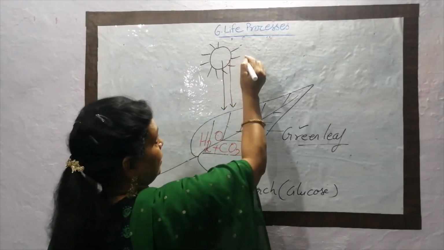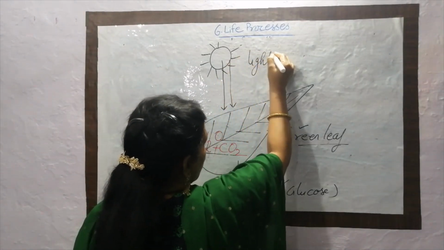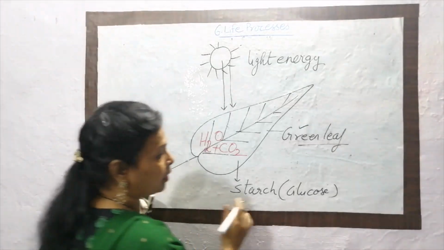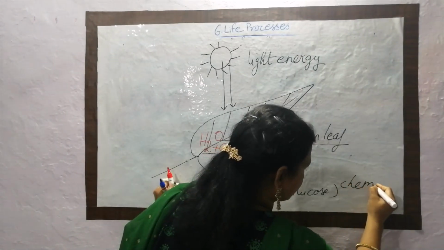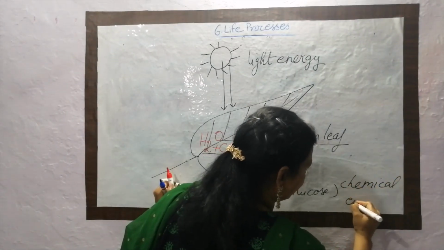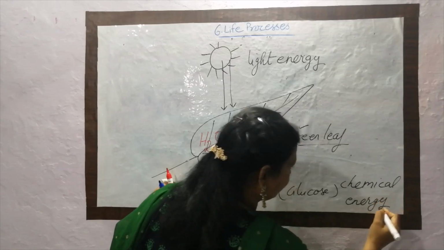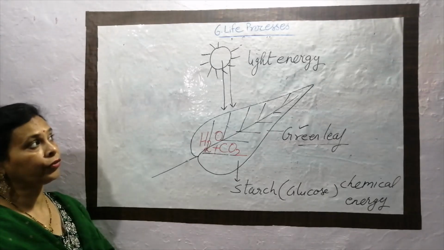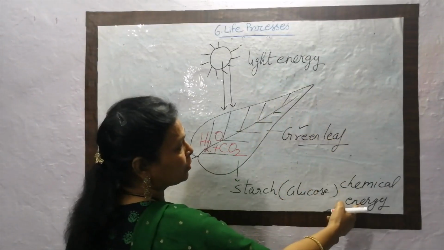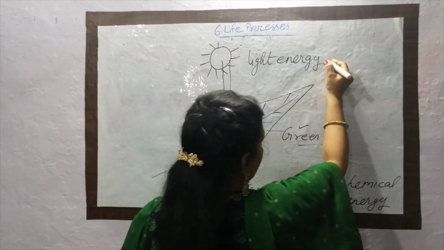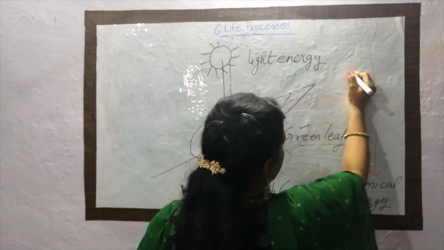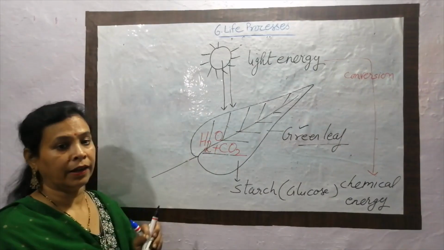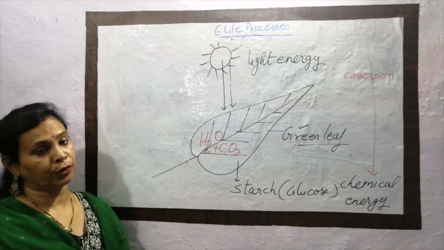What is this? This is the sun. Actually, this is the light energy. And what we get here is a chemical compound, so it is called chemical energy. So what is actually the process of photosynthesis? The process of photosynthesis is the process of conversion of light energy into chemical energy. This is actually the process of photosynthesis.